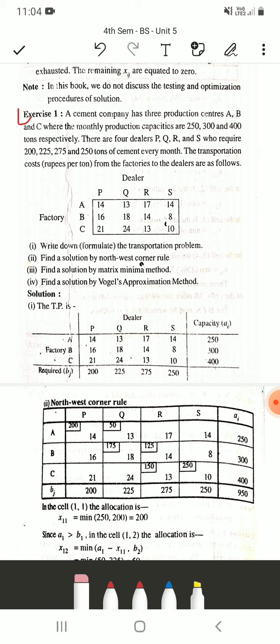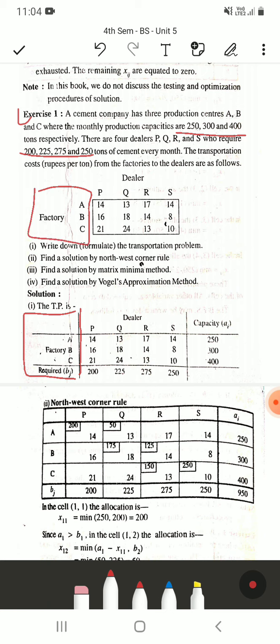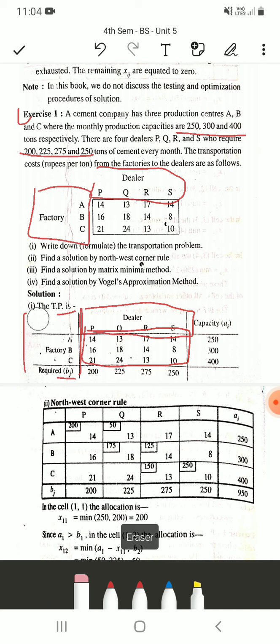So they have asked to write a transportation problem wherein you have to add all these in the table. That is, what is the capacity and what is the requirement. So the first column will be for writing the given factories. So you have to write this information. There are three factories A, B and C. Here you have to write the dealers P, Q, R, S, and this is the cost matrix which is given in the question.